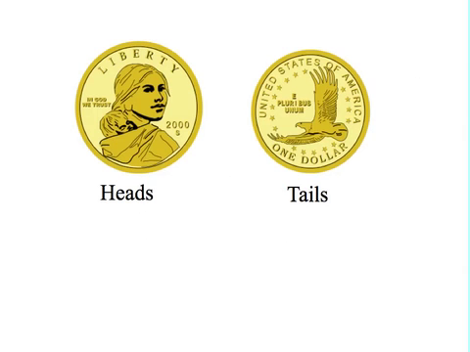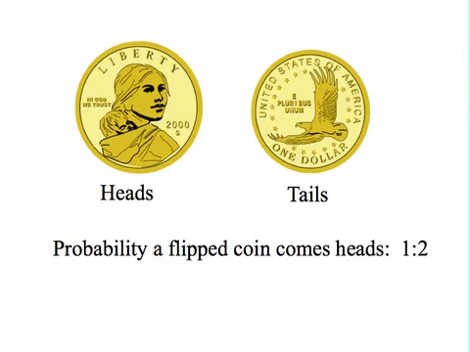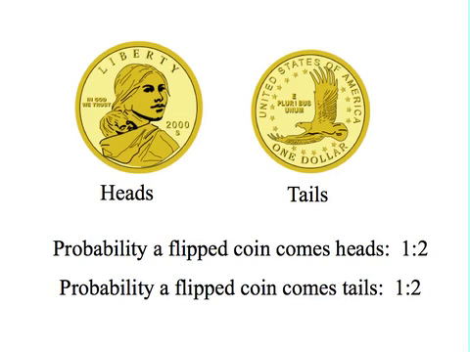Well, here's a standard dollar coin, and most of you know that for just about any coin, if you flip a coin, one side comes up and one side is face down. Generally, we call one of the sides heads and the other side tails, as shown here for the dollar coin. So the probability that a flipped coin comes up heads is one way out of 2 possible, or 1 to 2. Probability of a flipped coin coming out tails, also 1 to 2.